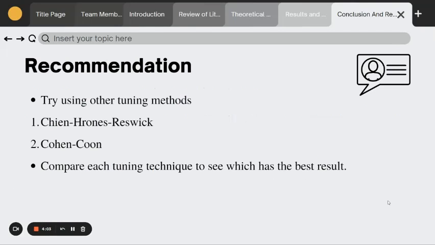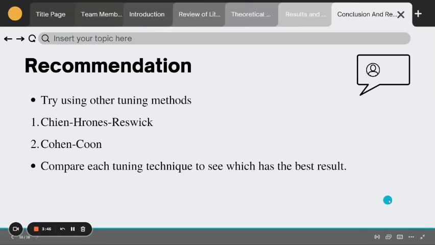In recommendation, there are some recommendations that can be made from this project. Try using other tuning methods such as Chien-Hrones-Reswick and Cohen-Coon tuning methods. Compare each tuning technique to see which has the better result.